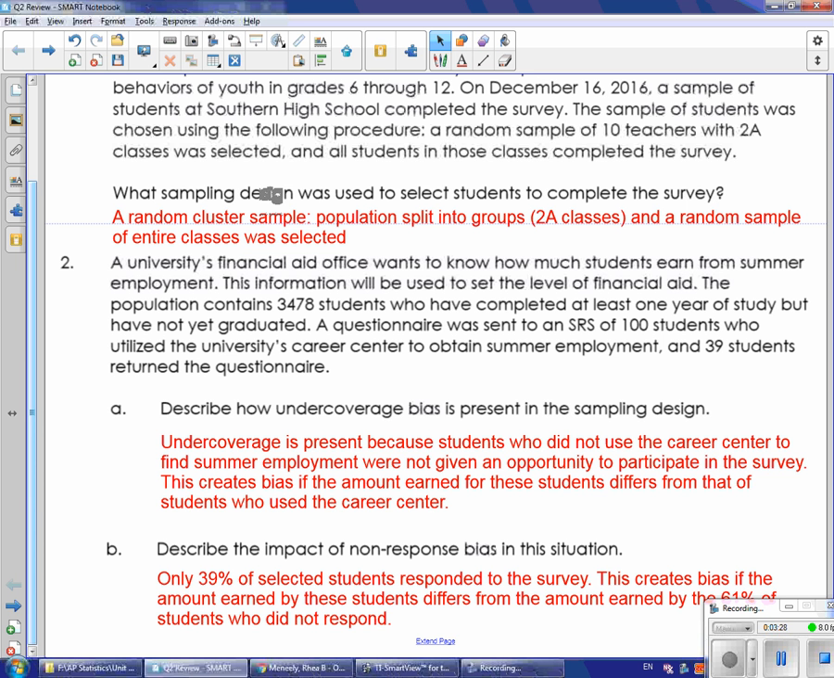So we're looking at the difference between who responded and who didn't, or who responded and who wasn't given a chance to respond. And that's what we're talking about in letters A and B for number 2.